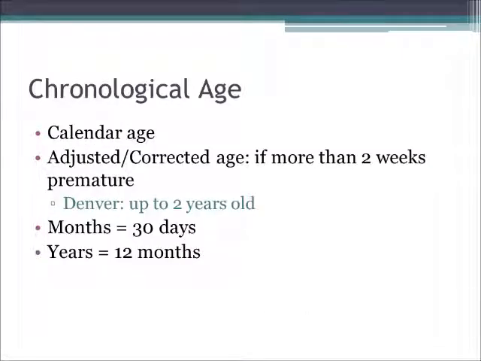The first important step when using the Denver 2 is determining the child's chronological age. Chronological age is important to determine in order to get an accurate reading as to if the child is delayed or not. Chronological age must be adjusted if a child is under 2 and has 2 or more weeks prematurity. Let's walk through an example.